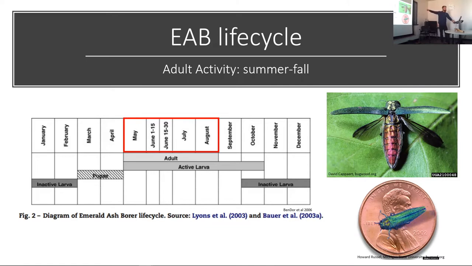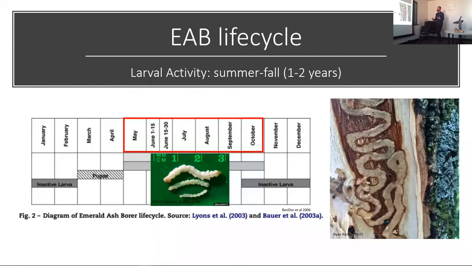And this is not the damaging stage of the insect. Now this is the damaging stage, the larval stage. Once that egg hatches, that first instar, the smallest little instar, burrows beneath the bark of the tree and begins feeding on the cambium layer of the tree.